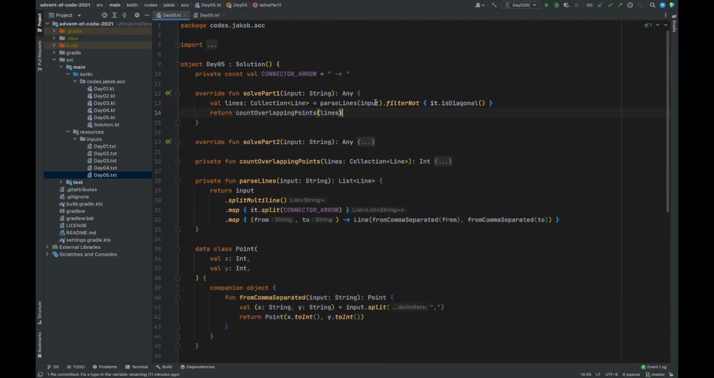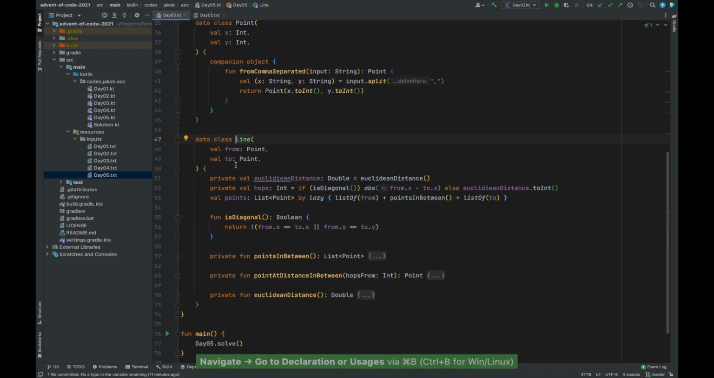So when I filter out everything here that's diagonal, obviously that is perfect, because then we have our input to continue. So already, well, not quite, but already the last step sort of is to now count how many points on these lines are overlapping. Before we look at that though, there's one important thing that I have to show in the line class itself, since that is pretty important.